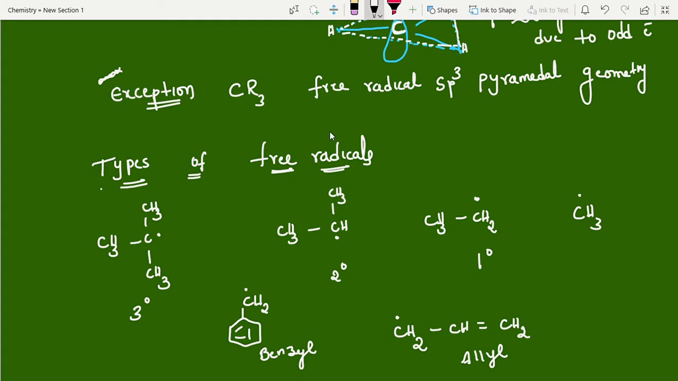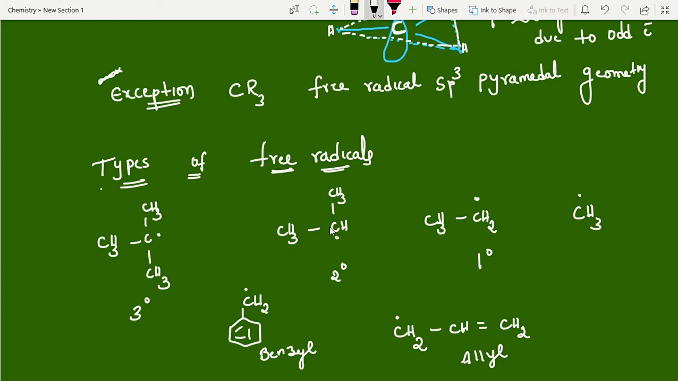Next, types of free radicals. This is 3 degree. Types of carbon atoms, I already explained in the introduction part. How can you say this carbon is 3 degree carbon? Because this carbon is attached to 3 carbons. If you have any queries and doubts, please go through the introduction Part 1, Part 2 of organic chemistry, then come back here. This is a tertiary carbon because it is attached to 3 carbons.